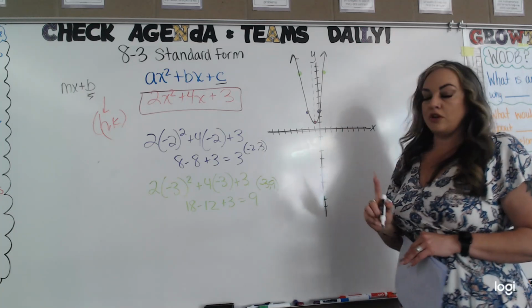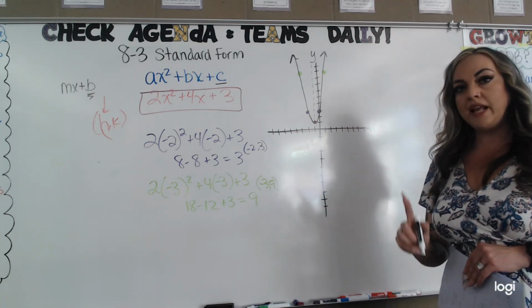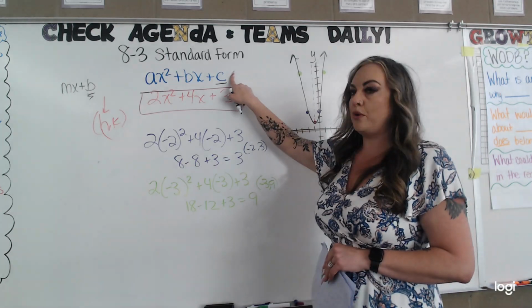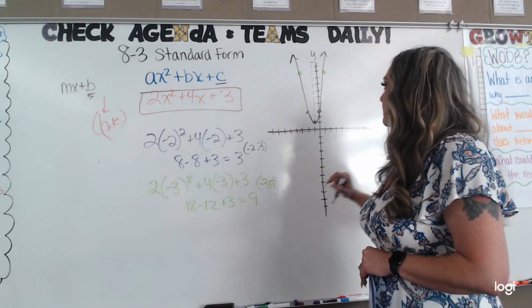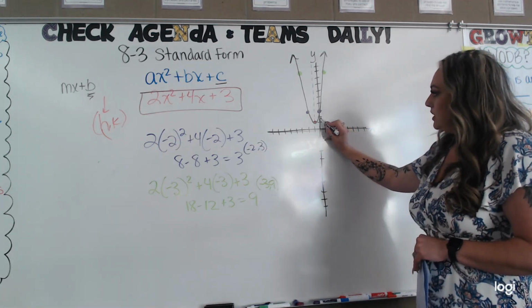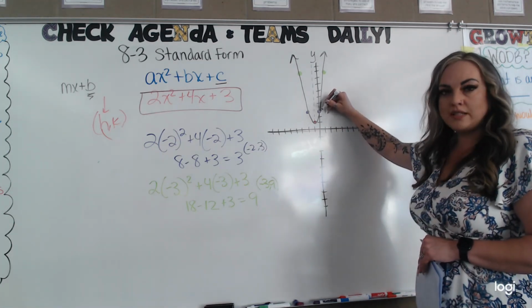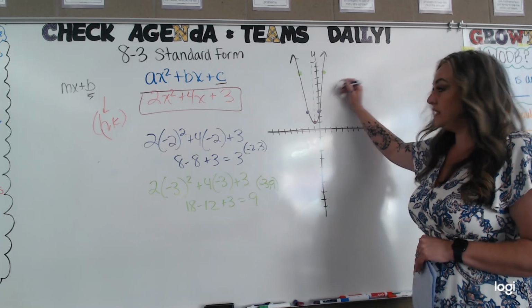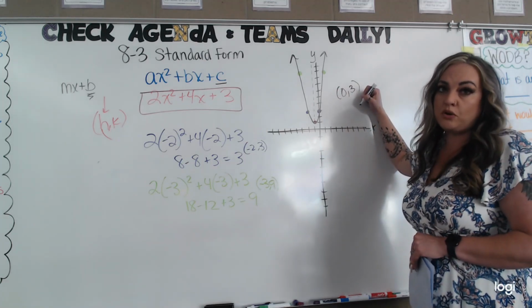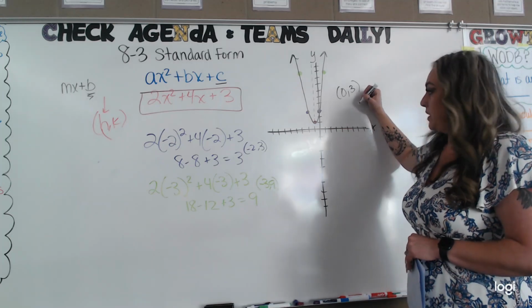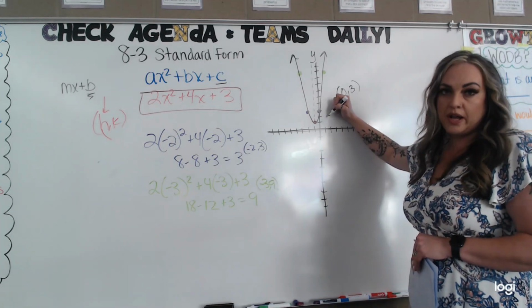Notice also that I said in the beginning, C is our y-intercept. We should be able to see that. If we look, 1, 2, 3, that's where it's crossing the y-axis. So the point (0, 3) should exist in your graph, in your function, and you should be able to see it at your y-intercept.